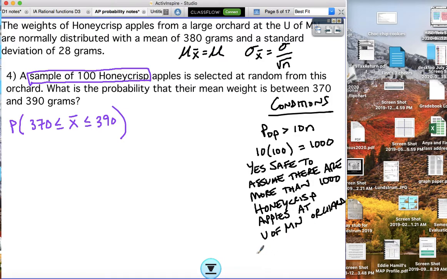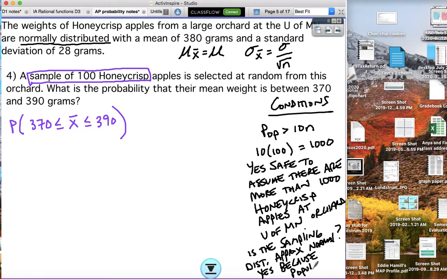Okay, the other condition we need to check is whether the sampling distribution is approximately normal. Well, look up in the problem. It says that the weights are normally distributed. So the answer is yes, because the population is normal. All right, so we are good to go to use our formulas.